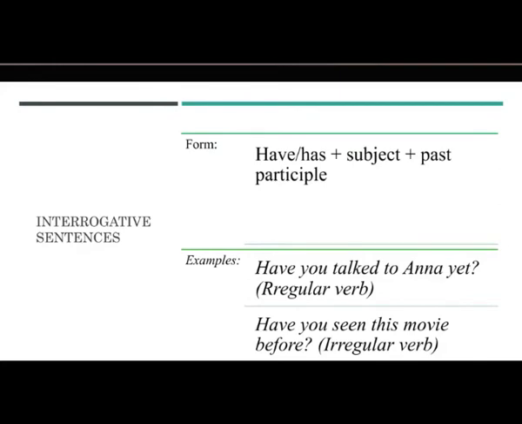Now let's have a look at the present perfect in questions. So we use the auxiliary verb plus subject plus past participle. Look at the examples. In the first case, the verb is regular, whereas in the second case, it's irregular.